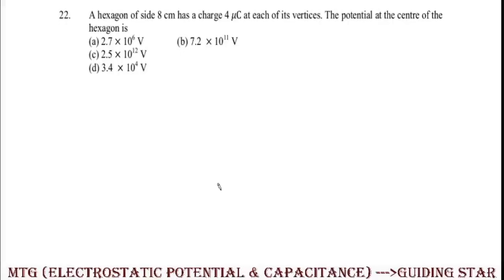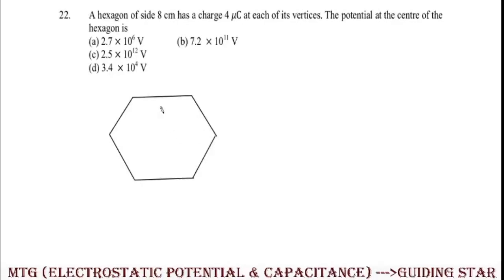Okay, in question number 22, what is it saying? A hexagon of side 8 centimeter has a charge 4 microcoulomb at each of its vertices. Hexagon means it has 6 sides. The potential at the center of the hexagon is. So first of all, draw the hexagon first. So here all sides are equal, and there will be 6 sides.